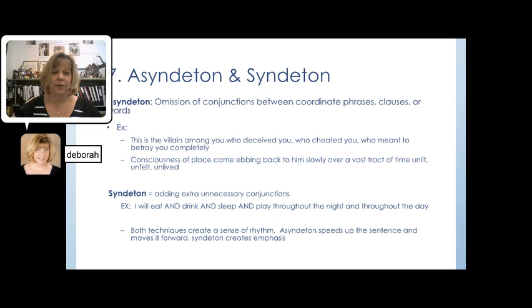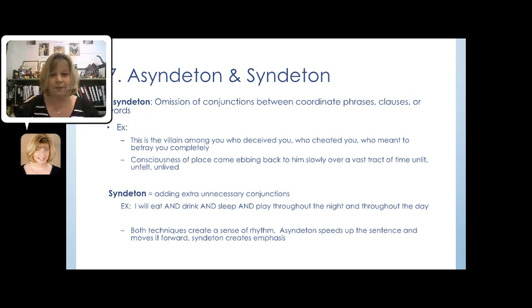Asyndeton and syndeton refer to using conjunctions between coordinate phrases, clauses, or words. In asyndeton, you leave out things where you would normally have put in an and, a but, or an or, and in syndeton, you add in extra ones that you might not have necessarily needed. In both of these, it gets the reader's attention and creates effects. For an example of asyndeton: this is the villain among you who deceived you, who cheated you, who meant to betray you completely, rather than saying this is the villain among you who deceived you and cheated you and meant to betray you completely. And syndeton is exactly the opposite.